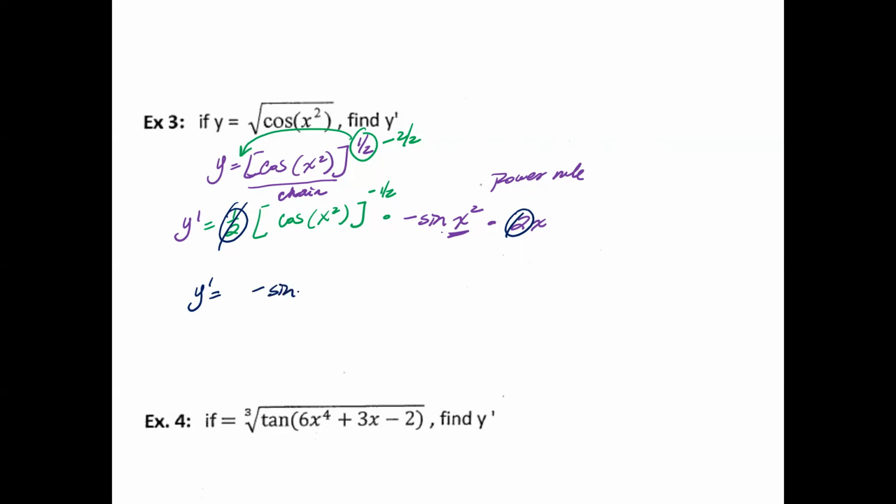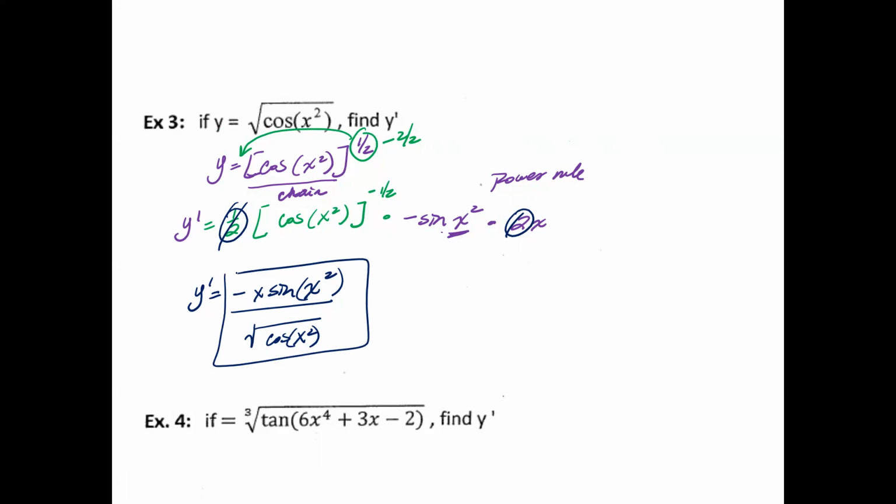I shouldn't say ugly, it's just not written appropriately, algebraically, I guess. You have an x right there. So we're going to go ahead and move the x in front of the sine, put parentheses around the x squared, and then I'm going to move the cosine down to the denominator, put it back into a radical, x squared. And that is your answer.